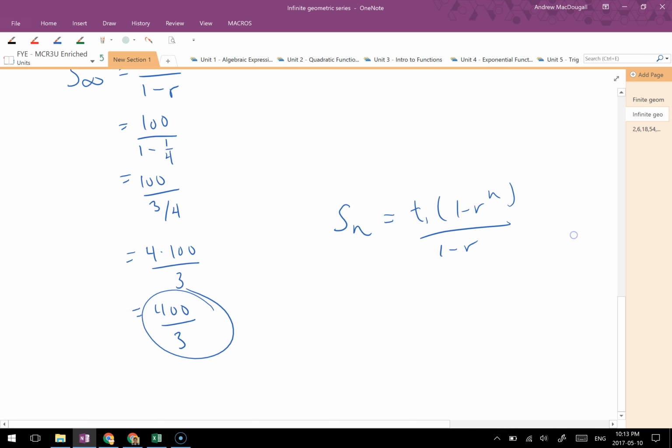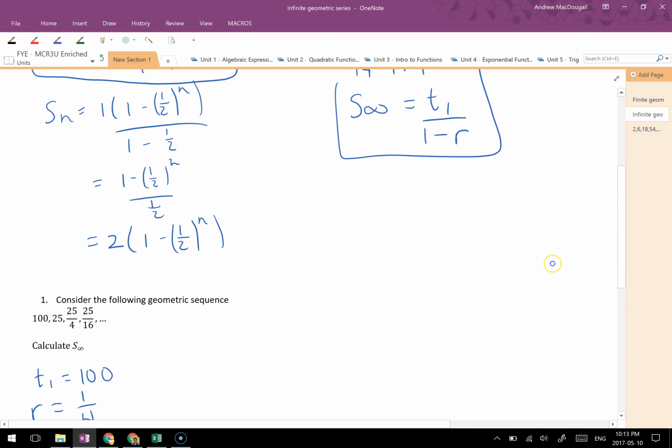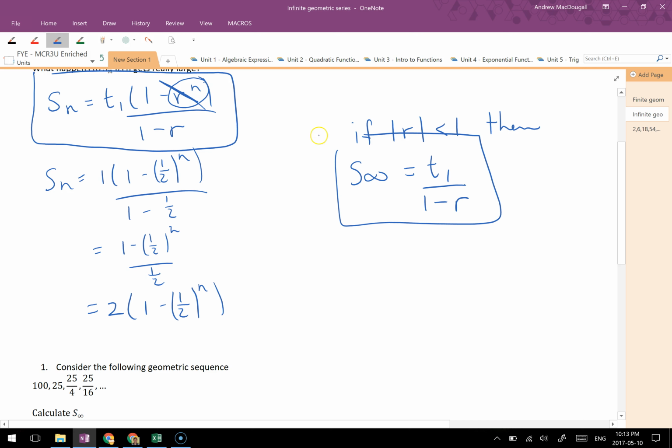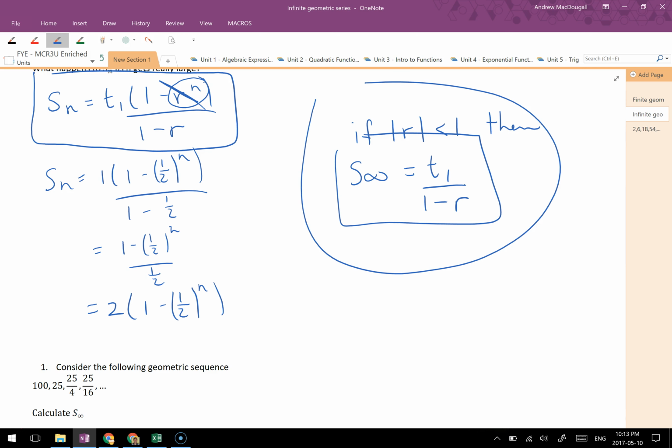So that's really all you have to know for infinite geometric series, that if r is less than 1, this formula applies. And it's kind of amazing that you can add an infinite number of terms and get a finite result. So give the questions I've left a try. And then this is really the end of the sequences and series unit. So make sure you know it well.